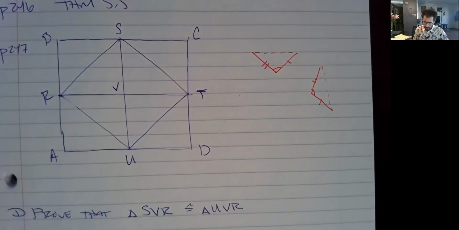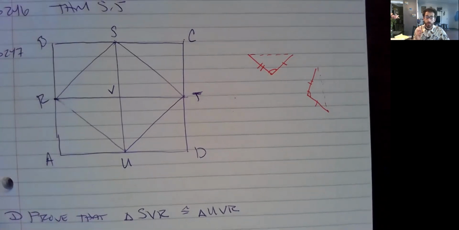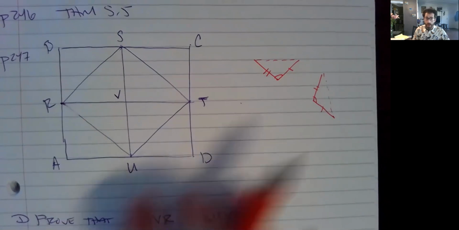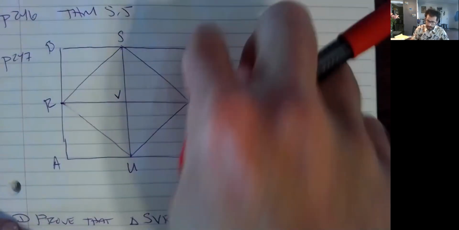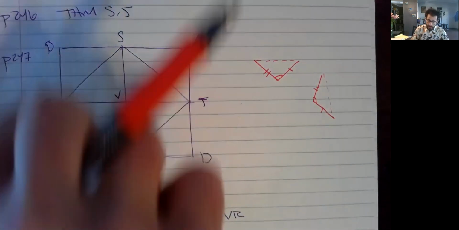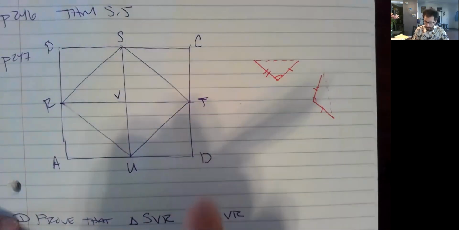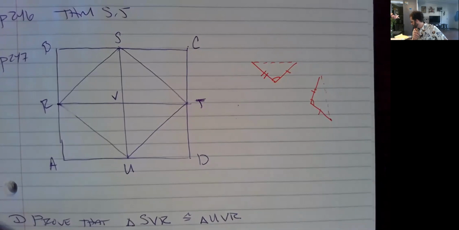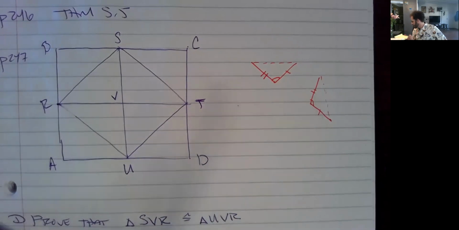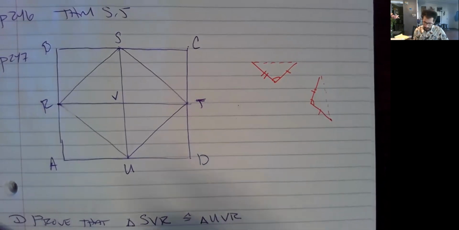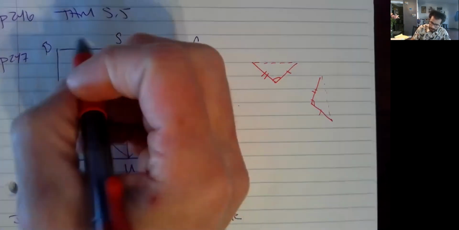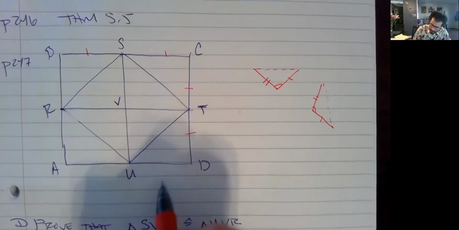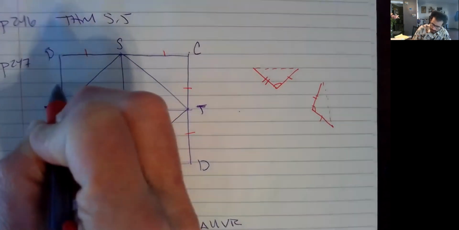Oh, wait, but first, the directions for page 247, numbers 1 and 2, tell us that this is a square. So we know that ABCD is a square, knowing that AB is congruent to BC, is congruent to CD, is congruent to AD or DA. They're also telling us that R, S, T, and U are the midpoints of its respective sides. R, S, T, and U are the midpoints. So here, congruent, congruent, congruent, congruent, right?